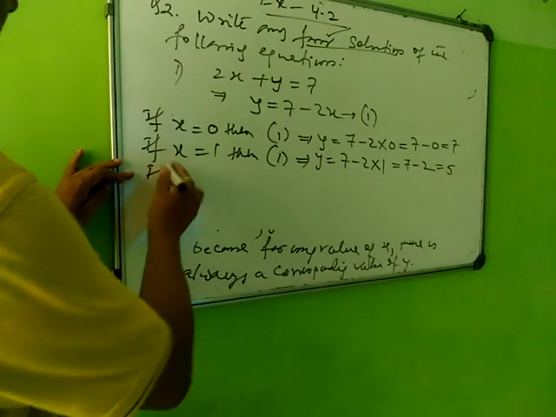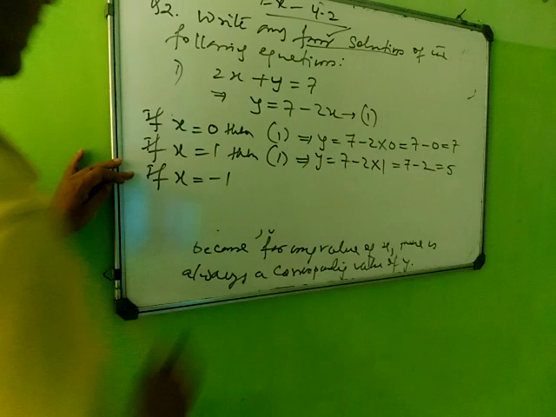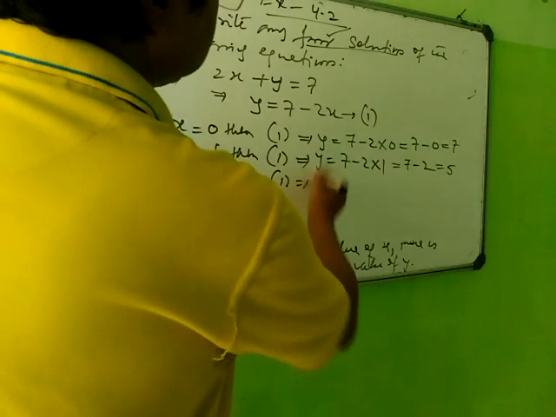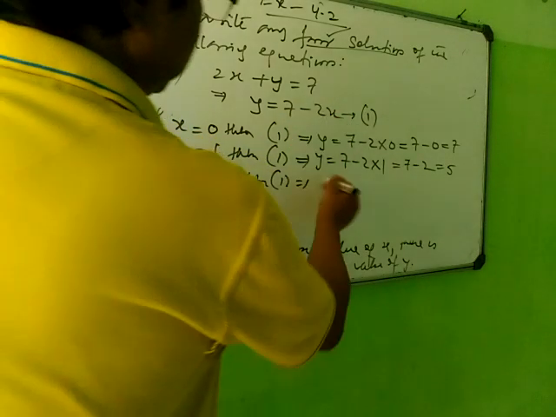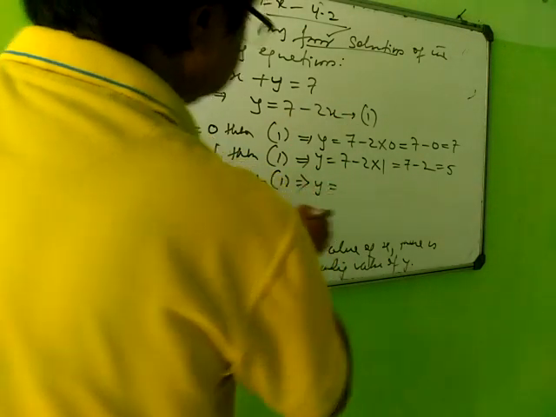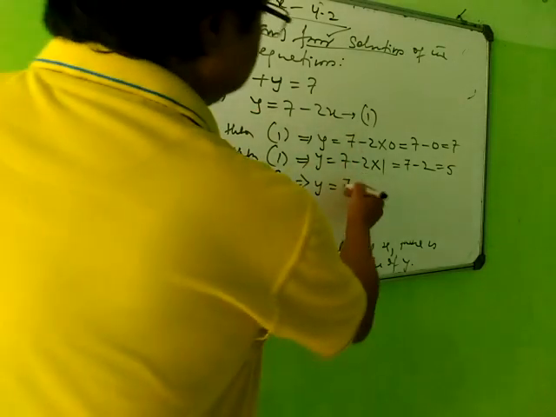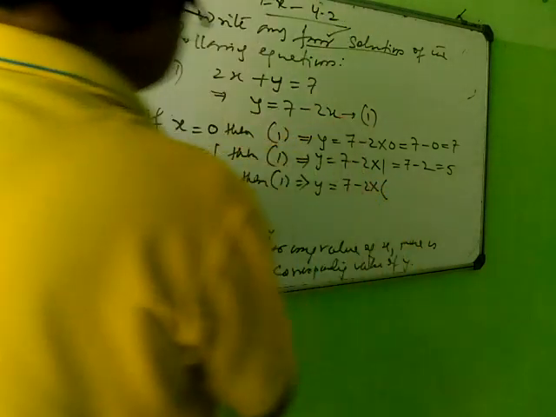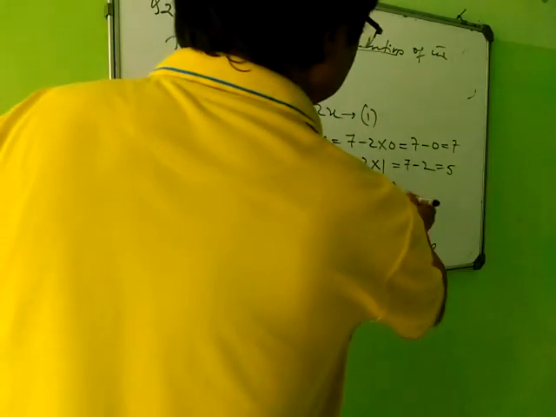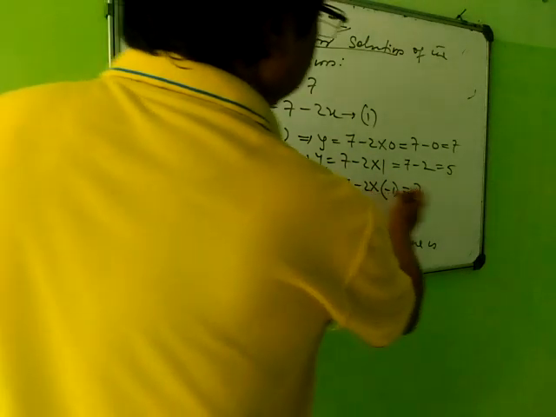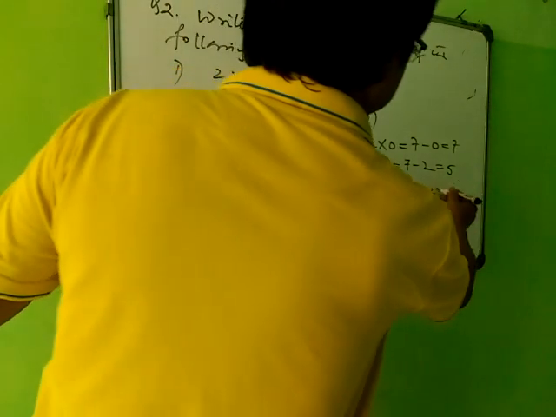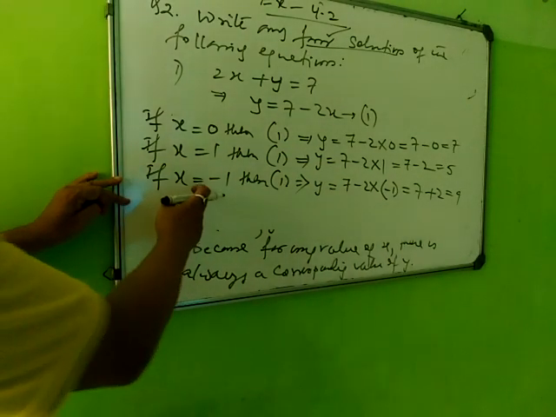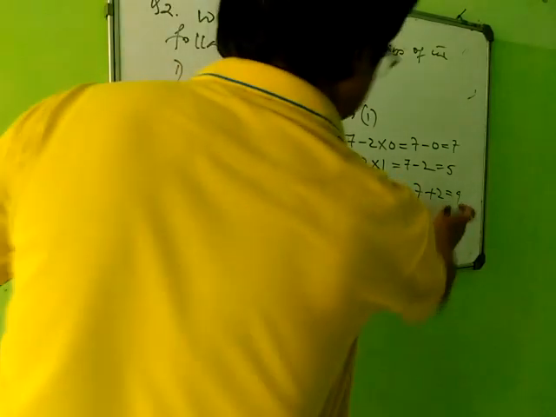Let us take the third. Say you have taken x as minus 1. Then equation number 1 gives y equals 7 minus 2 into minus 1. Minus into minus is plus, 2 into 1 is 2, so 7 plus 2, you have got 9. So you have got the third solution, that is minus 1 comma 9.